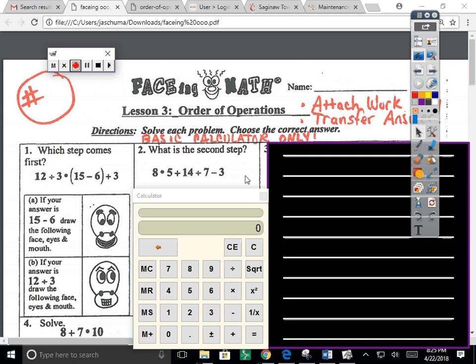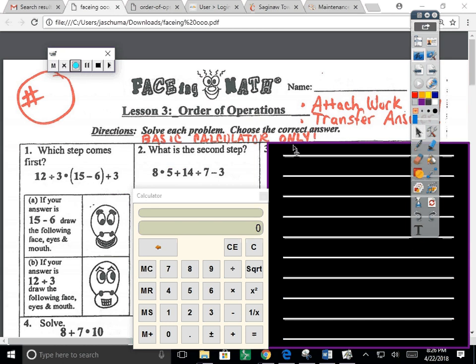Today I'm going to have you do some review of order of operations. So what that means is I need to think about which operations come first so that I can get a correct answer. Today we're looking at a Facing Math worksheet, and it says again at the top, this is order of operations. If you notice, it also says today we're going to attach our work, we need to transfer over our answers, and the only calculator I'm allowing you to use is the basic calculator.